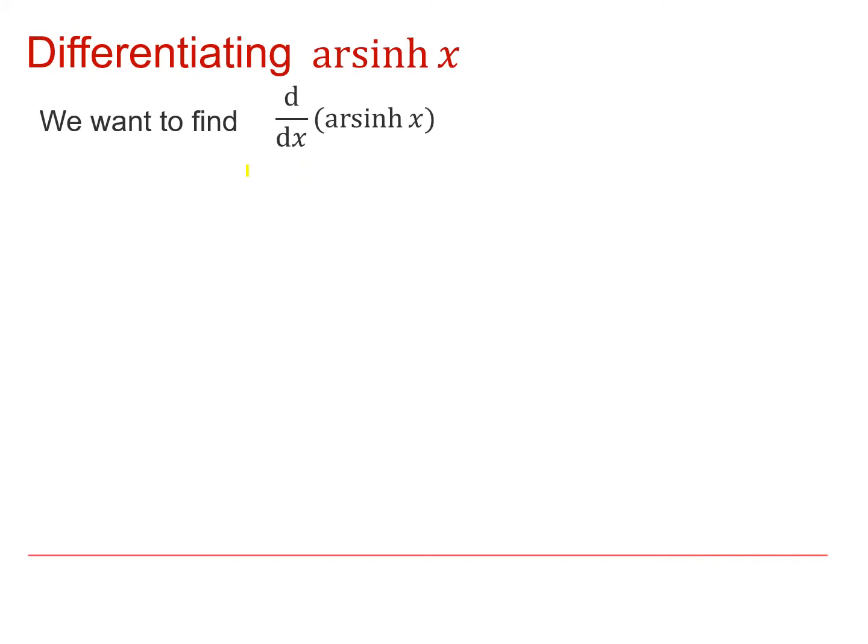If we want to find the derivative of arsinh x, so d by dx of arsinh x, we start by considering y equals arsinh x. Now remember that you might see this written as sinh to the minus 1. Either way, we mean the inverse of sinh.